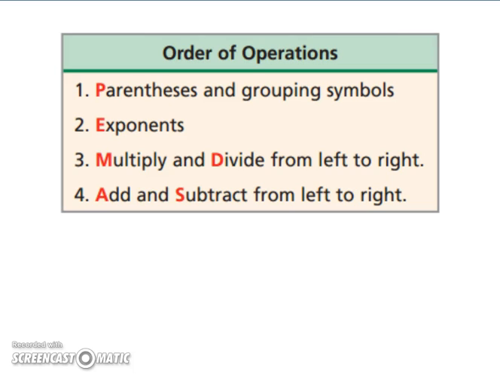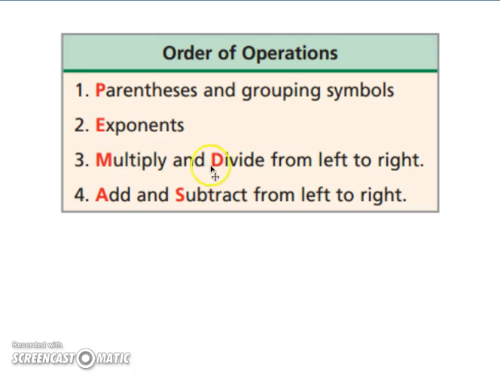So we start with parentheses and grouping symbols. That's step 1. Now, we don't move on to step 2 until we don't have any more parentheses or grouping symbols. So in step 2, we've got exponents. In step 3, we're multiplying and dividing from left to right.